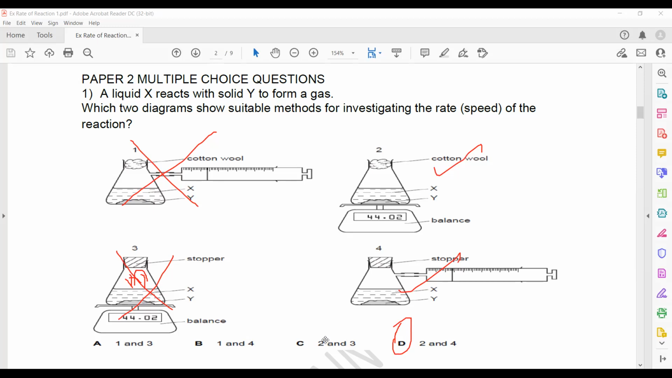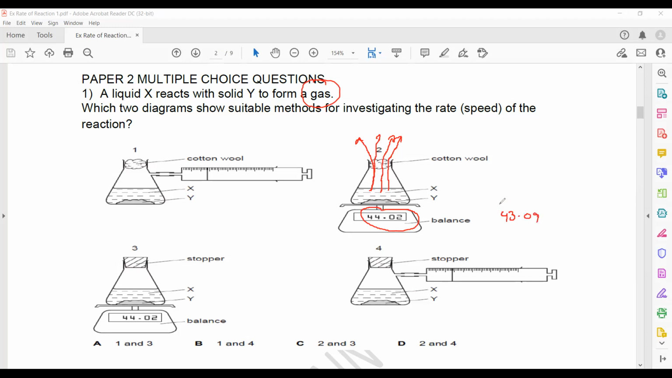If we put a cotton wool, this cotton wool allows a gas to be given off. So what happened? This reaction produces a gas and this gas is going out. When the gas is leaving the content, like originally it is 44.02, then it might become 43.09. So the mass will change because the gas is released.